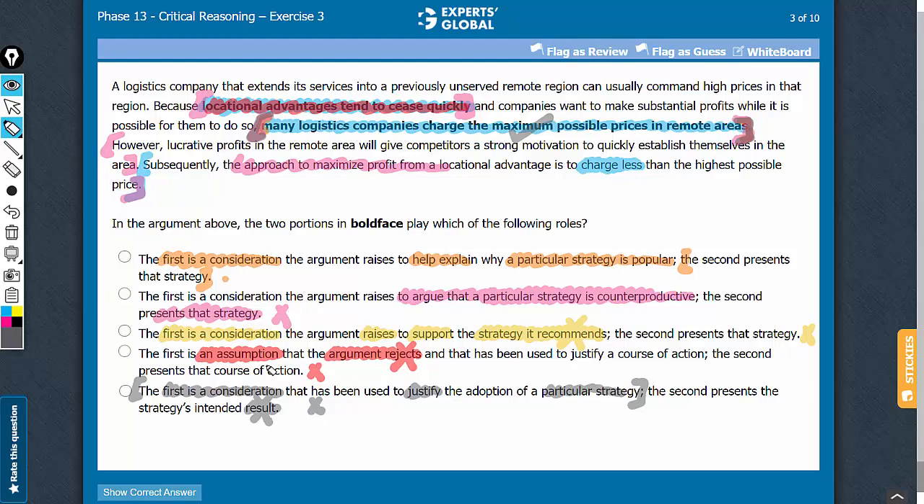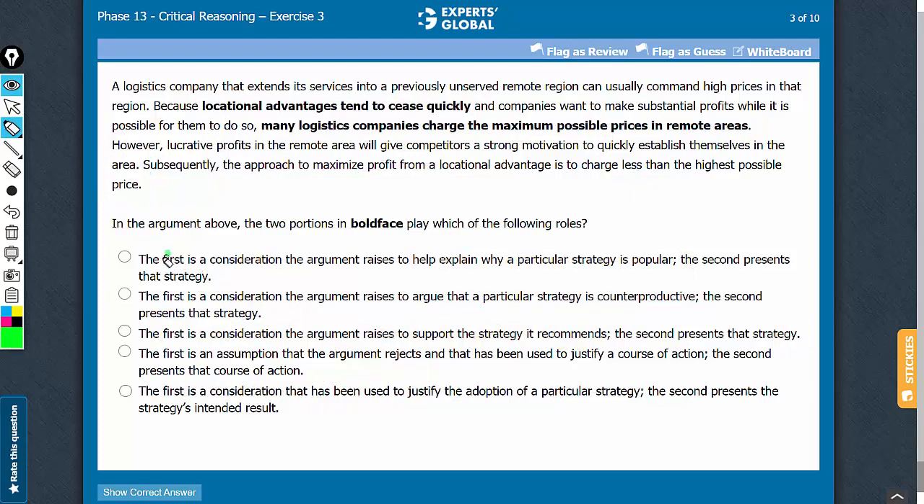Let's confirm answer choice A once. The first is a consideration. Yes, the first boldface here is a consideration that the argument raises to help explain why a particular strategy is popular. Which strategy? The strategy in the second boldface here. So good job with the first half here. Look at the second part. The second presents that strategy. So yes, the second boldface here presents the strategy in question here. So even the second part is all right. Everything is fine with answer choice A. A is the correct answer choice.